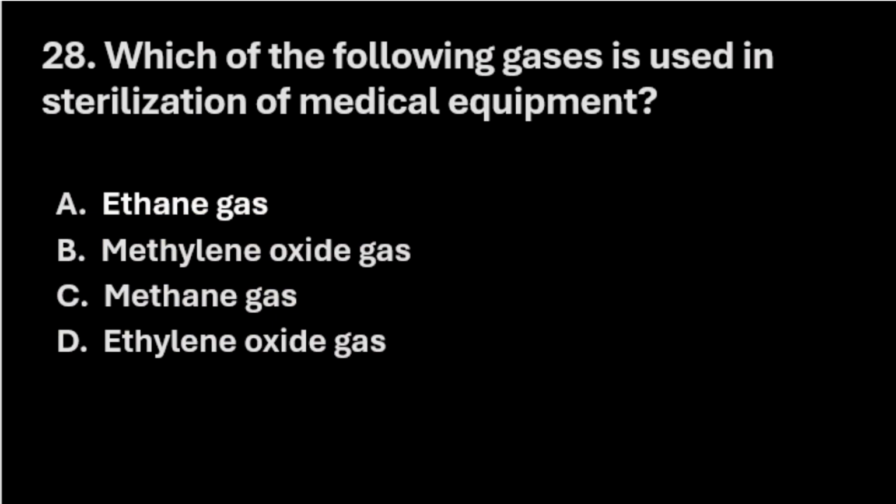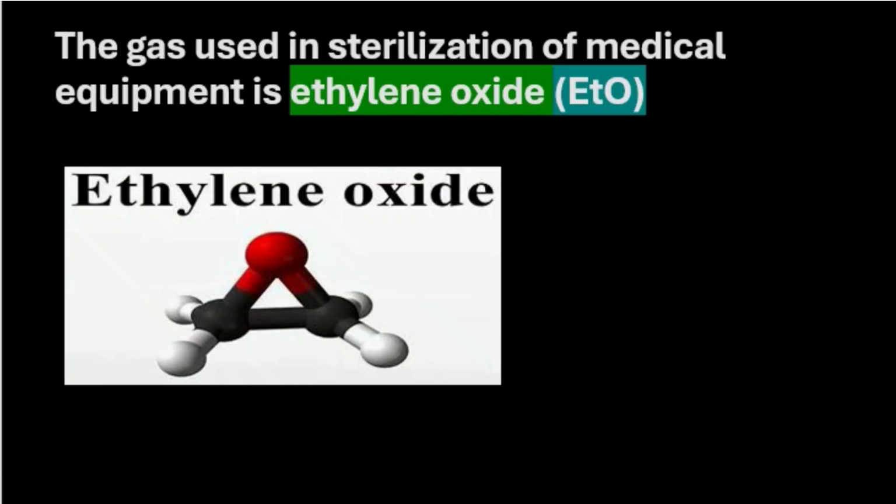Next question: which of the following gases is used in sterilization of medical equipment? Option A ethane gas, option B methylene oxide gas, option C methane gas, and option D ethylene oxide gas. The right answer is option D ethylene oxide gas. The gas used in sterilization of medical equipment is ethylene oxide, or ETO.